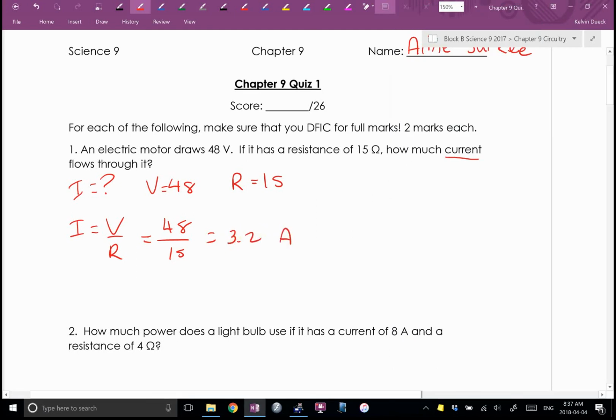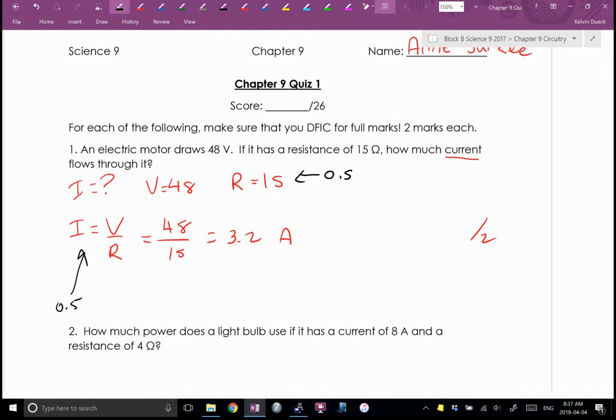3.2 amps. Now, if you get that, you get 2 marks. Here's how I give out the part marks, by the way. If you just write that, that gets you a half mark. If I see that you were able to identify the equation, that gets you a half mark. In other words, Quentin, you can pass this question.